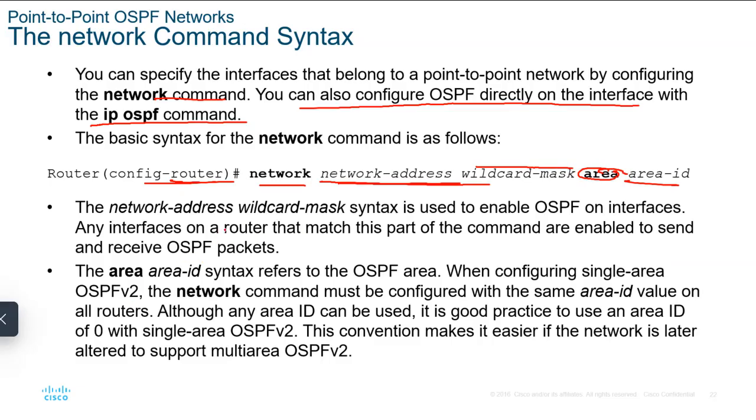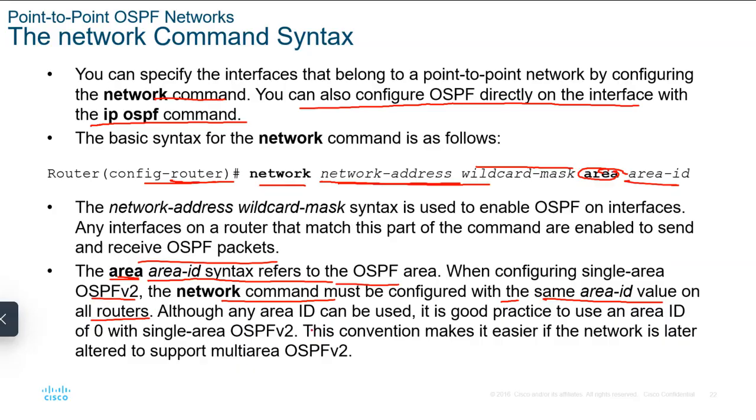The network address and wildcard mask syntax is used to enable OSPF on an interface. Any interface on the router that matches this part of the command is enabled to send and receive OSPF packets. The area ID syntax refers to the area, the domain, like the group. When configuring single area OSPF version 2, the network command must be configured with the same area ID value on all routers, as we saw in the reference topology.